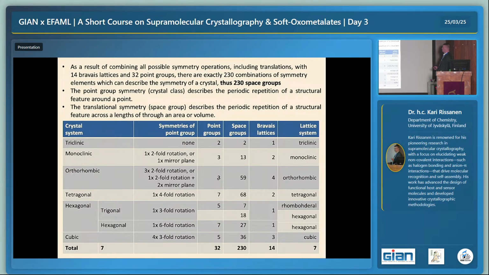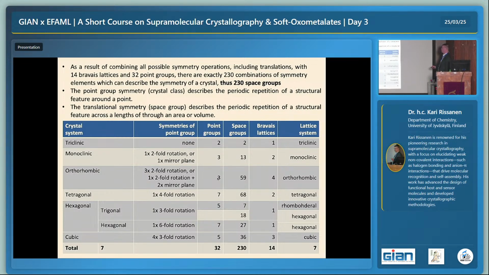So when you have a crystal system, triclinic, which kind of symmetries do you have there? None. And then how many point groups you have, how many space groups you have. A space group is really, each individual space group is a list of possible symmetries or symmetry operations, how the coordinates are changing. And then how many Bravais lattices there are. And that is the idea of the whole setup of this kind of a thing.